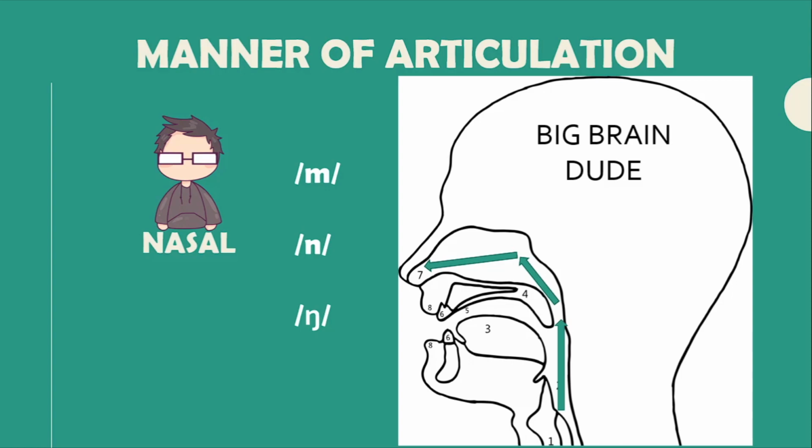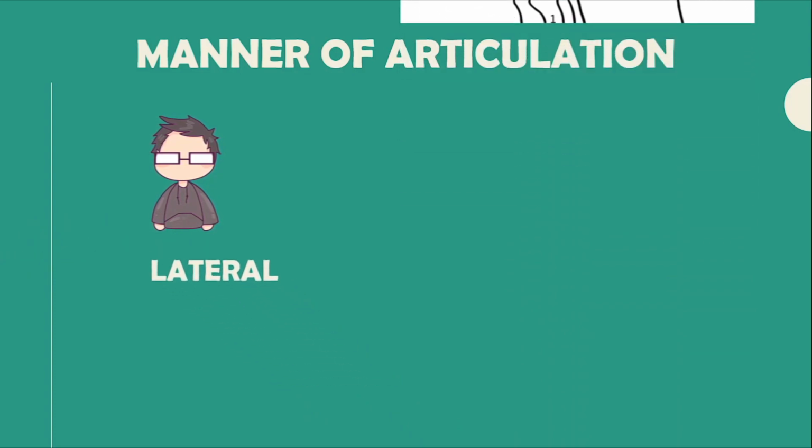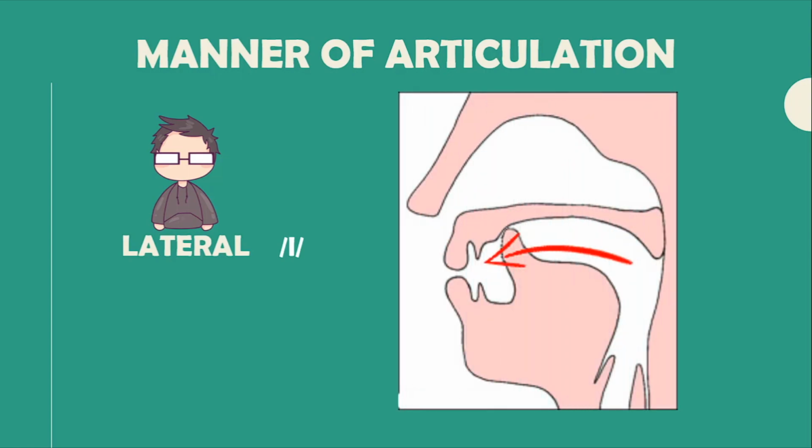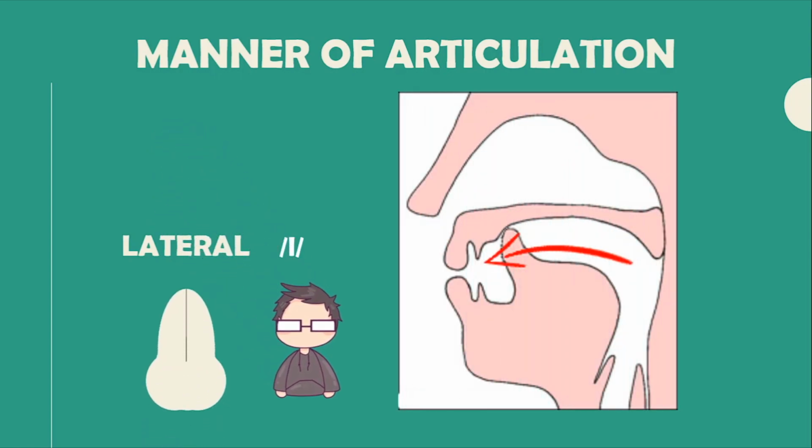Now let's go to the lateral. Now try this. Put your hand over your mouth and say L continuously. L. Do you feel the airflow? But then you realize that while you feel the air on your hand, your tongue is also blocking the middle of your mouth. The airflow actually passes around the side of the tongue. So now you know what lateral is.